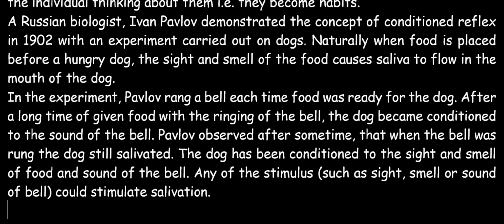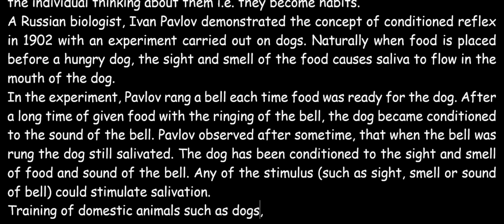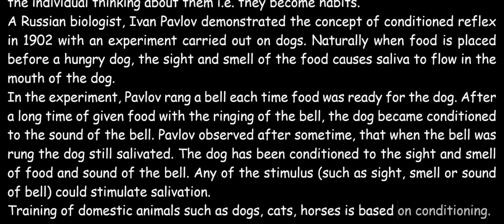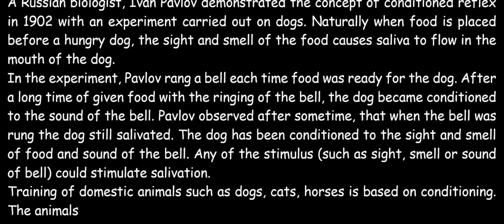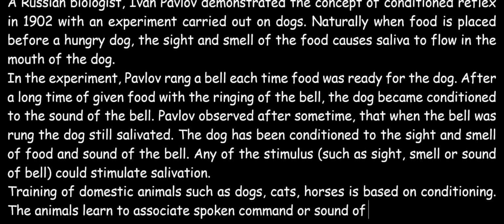This brings us to the conclusion that the training of domestic animals, such as dogs, cats, and horses, is based on conditioning. The animals learn to associate spoken commands or the sound of whistles.